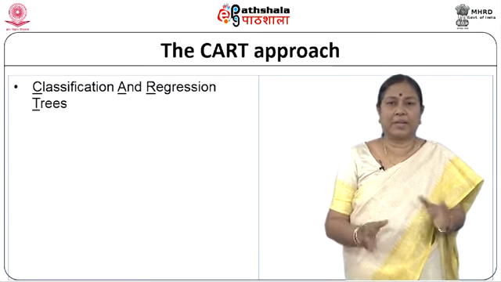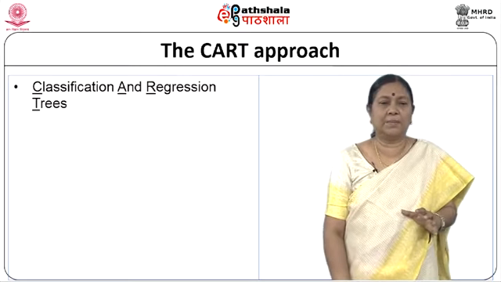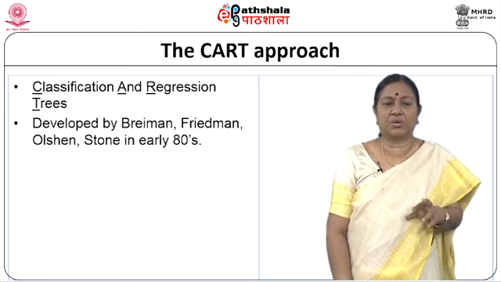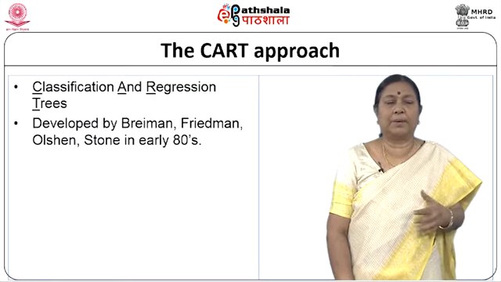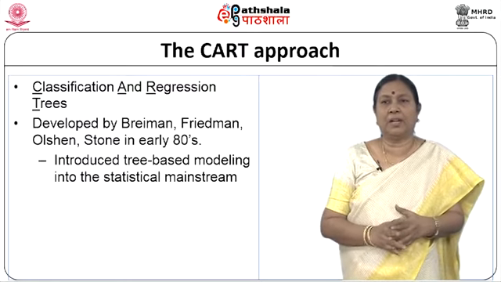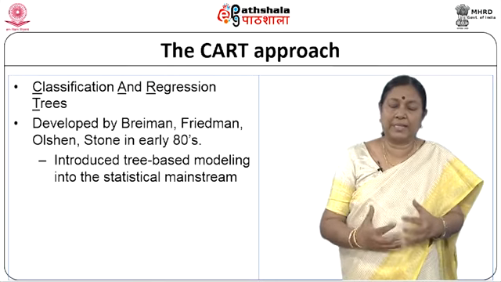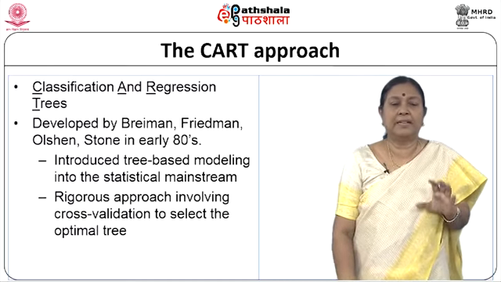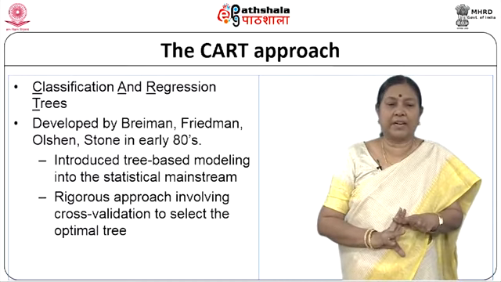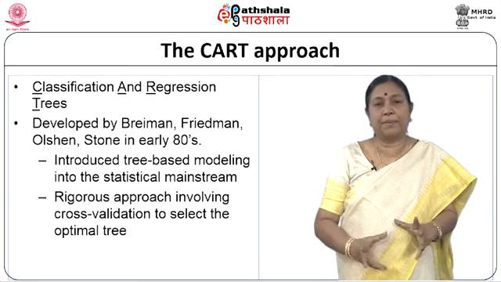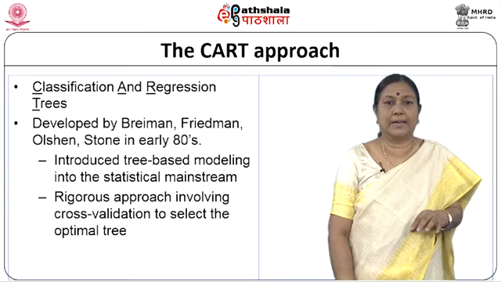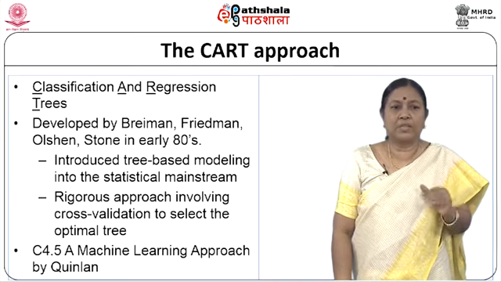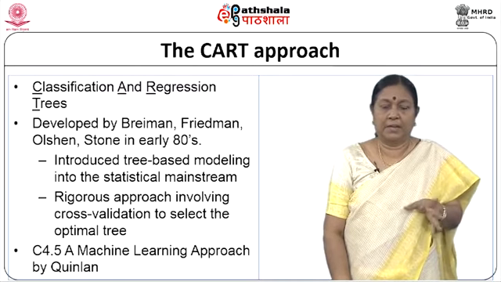So, the first is, as I already told you, it is a classification and regression tree, that is the full form of CART. It was developed by Breiman, Friedman and Olshen and Stone in the early 80s after decision trees became a little popular, to introduce tree based modeling into the statistical mainstream. So, it basically uses statistics to do this tree based modeling, and it is a rigorous approach which involves cross validation, and it is trying to select the optimal tree at the end. That is the idea. And C4.5 is a machine learning approach by Quinlan, which is also used for this type of decision tree.